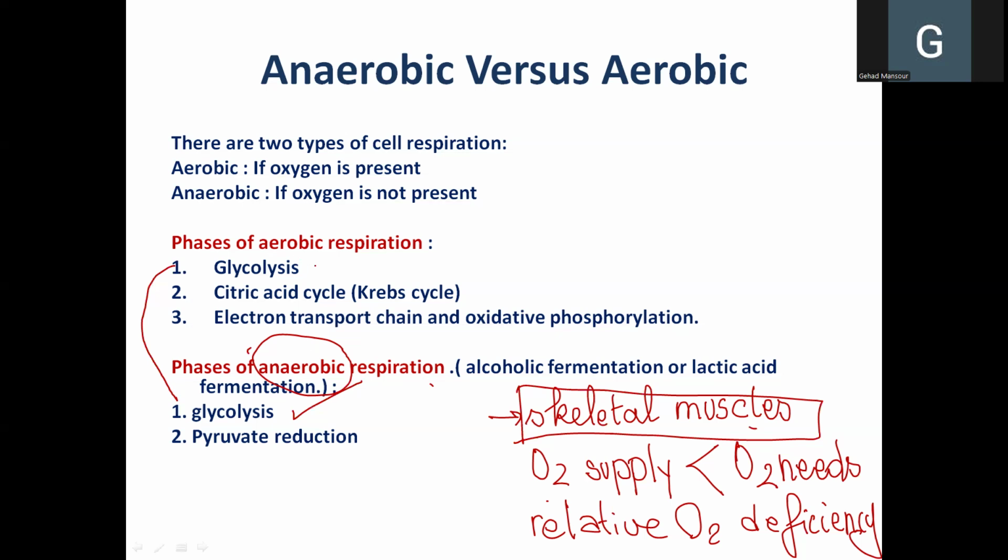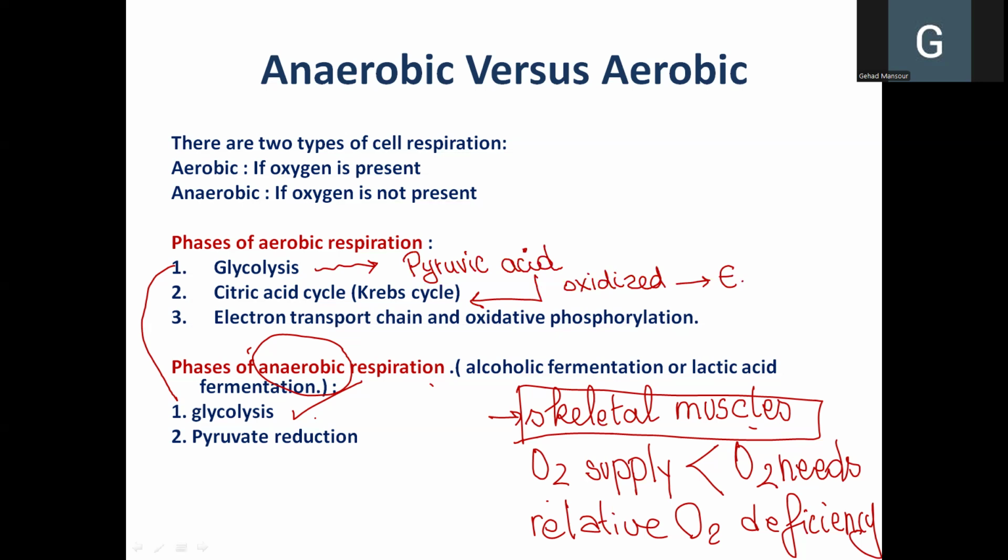But in aerobic cellular respiration, at the end of glycolysis, we obtain a compound called pyruvic acid that results from breaking down glucose, and that pyruvic acid will enter a chemical pathway called Krebs cycle, where it will be further oxidized to further release energy.